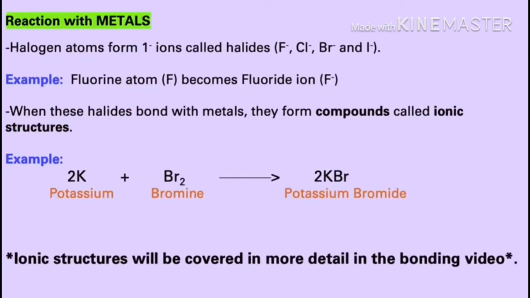Reaction with metals. Halogen atoms form -1 ions called halides. For example, a fluorine atom becomes a fluoride ion. When these halides bond with metals, they form compounds called ionic structures. An example is shown below. Ionic structures will be covered in more detail in the bonding video.